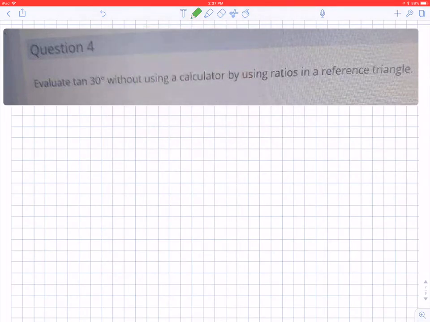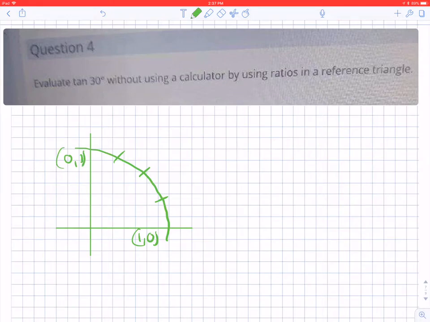I'll do this in green. So the unit circle, if I'm looking at quadrant 1, this is how I do the unit circle. If this is quadrant 1, I've got my 3 tick marks. This is my 1, 0. This is my 0, 1.